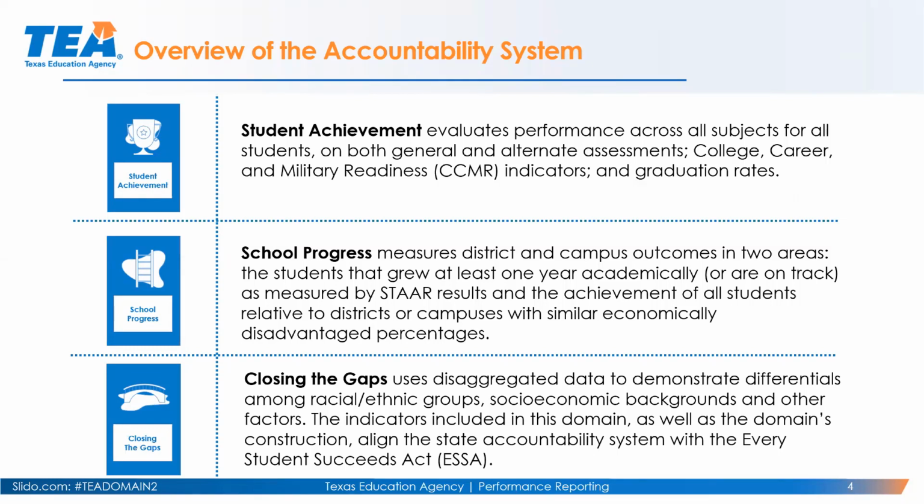School progress. This measures district and campus outcomes in 2 areas: the number of students that grew at least 1 year academically, as measured by STAAR results, and the achievement of all students relative to districts or campuses with similar economically disadvantaged percentages. School progress is what we're going to focus on today.